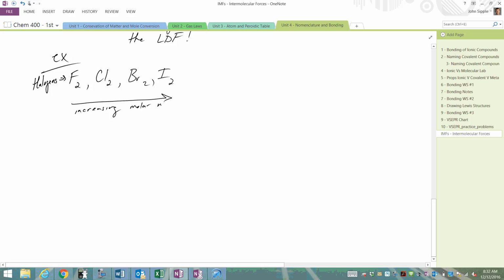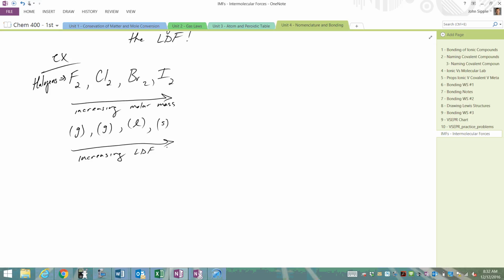And it all depends on molar mass. It's just easy to do it that way. And increasing molar mass, right? So as you go that way, we go from a gas, a liquid, right? A solid. So much intermolecular force, right? Increasing molar mass, increasing London dispersion force.